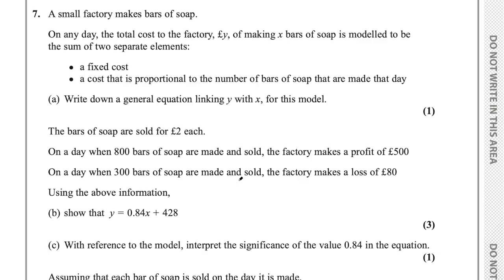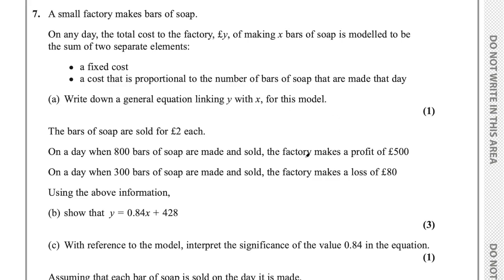Question 7 says a small factory makes bars of soap. On any day, the total cost of the factory, Y pounds, of making X bars of soap is modeled to be the sum of two separate elements: a fixed cost, and a cost that is proportional to the number of bars of soap that are made that day. Part A says write down a general equation linking Y with X for this model.